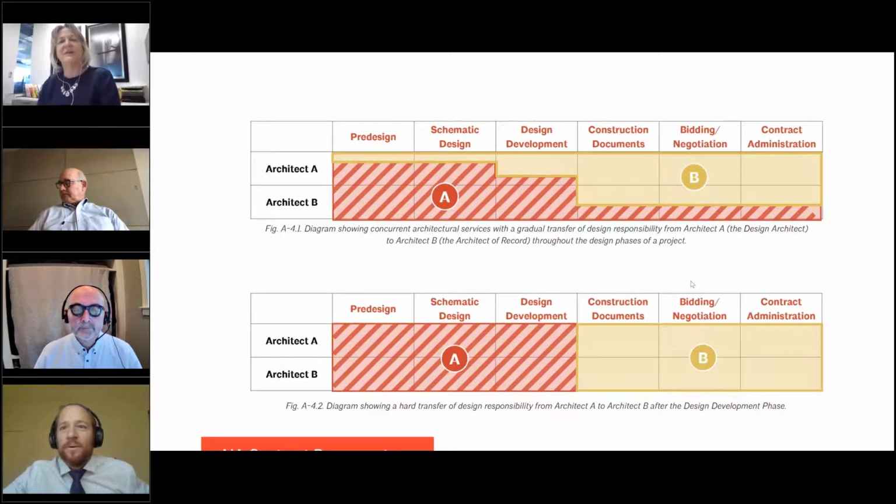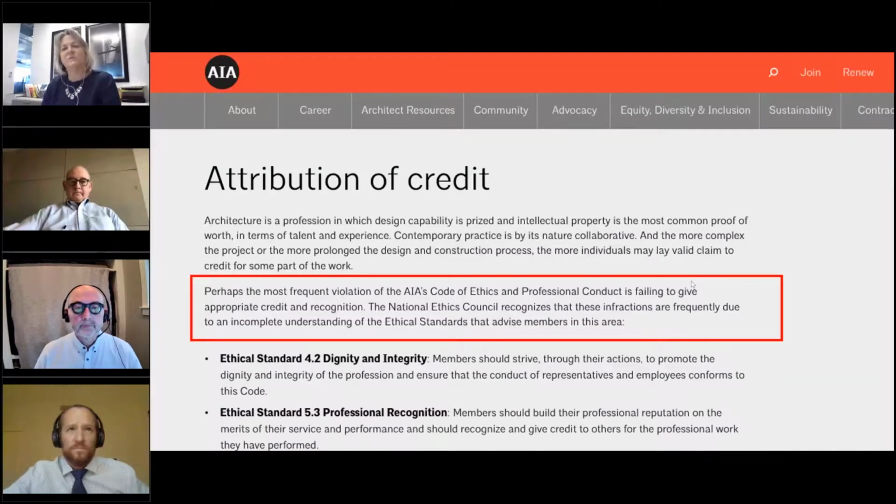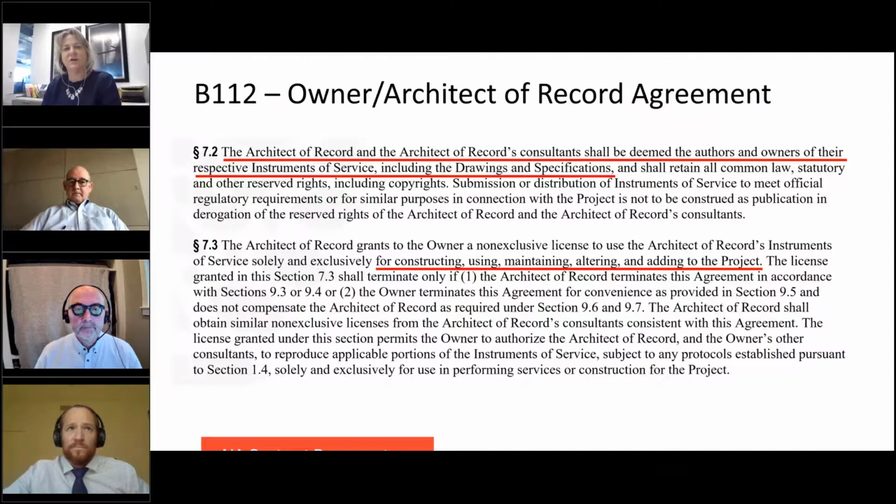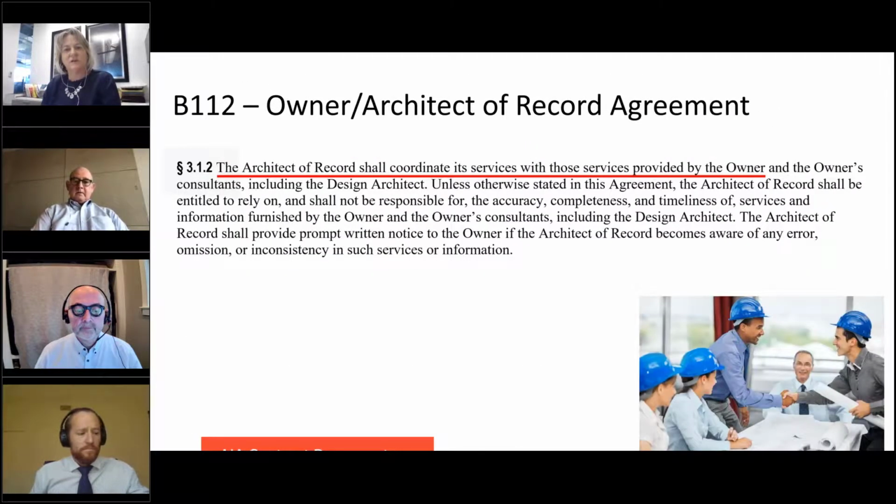Great. Well, while you're pulling that up, I'll dive in here. I think most of us are accustomed to a standard arrangement where the owner hires an architect and that architect then hires the consultants to work under it. In those situations, the owner is expecting to receive a coordinated set of documents from the design team.